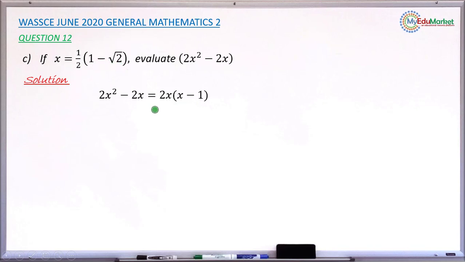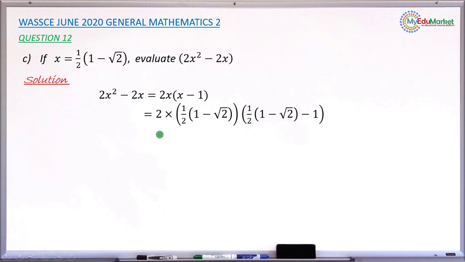So let's do that. I copy my 2, multiplied by, instead of x, you now have a bracket, inside the bracket 1 over 2 into 1 minus root 2. This is the substitution of the x that is outside. Then multiplied by this bracket, inside the bracket is x minus 1. This x alone is now replaced by 1 over 2 into 1 minus root 2. Then copy the minus 1.